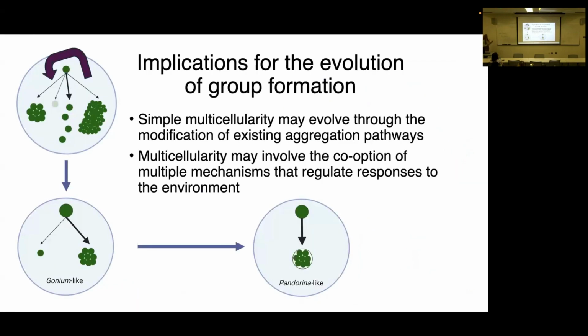So what we think might be happening is that simple multicellularity in the Volvocine algae might evolve through the modification of aggregation pathways. And specifically, I think what might be happening is that you've got these mechanisms involved in aggregation in response to the environment that are being incorporated into an existing clonal development pathway. So you've got this reorganization of multiple developmental pathways that could be leading to the evolution of obligate clonal multicellularity.